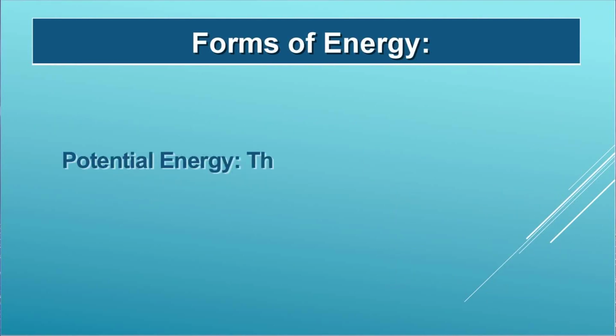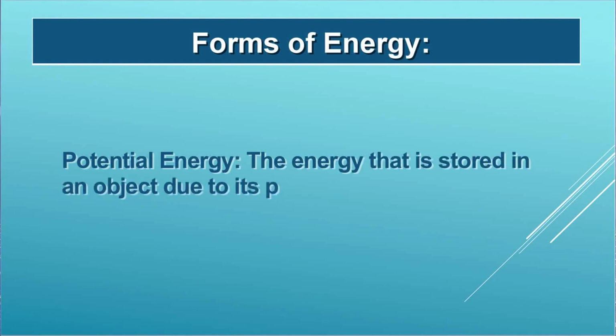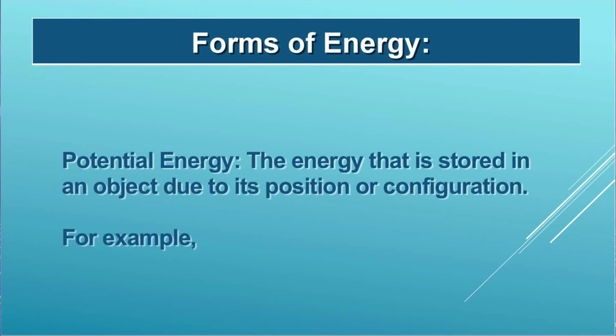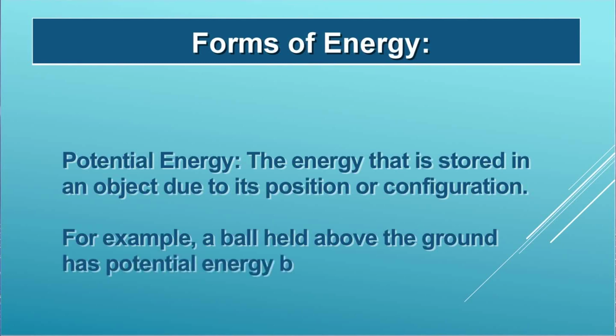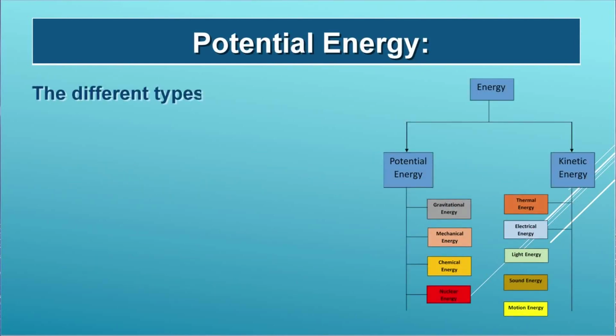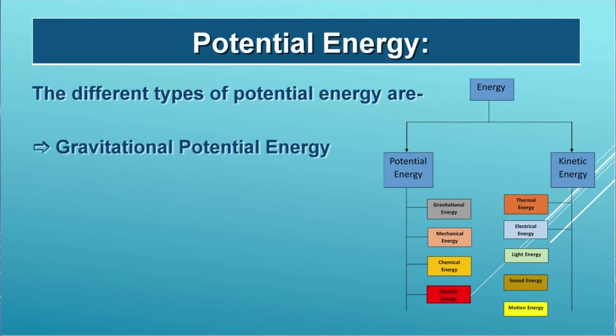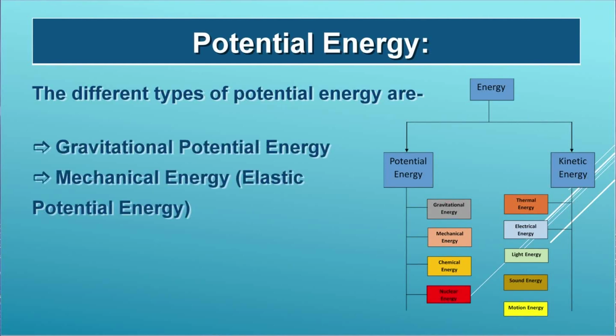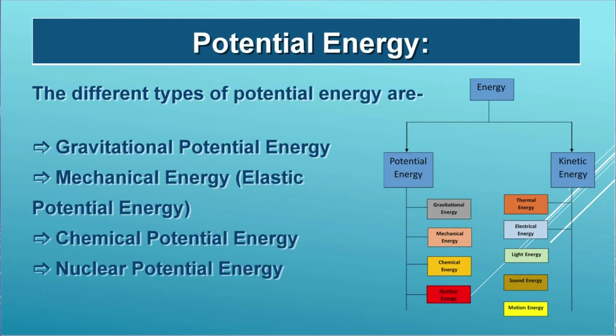Potential energy is the energy that is stored in an object due to its position or configuration. For example, a ball held above the ground has potential energy because it can fall and do work when released. Different types of potential energy are gravitational potential energy, mechanical potential energy, chemical potential energy, and nuclear potential energy.